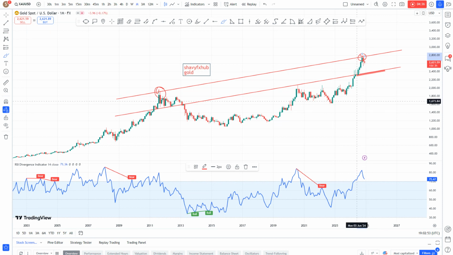So what we want to see again is how the RSI divergent plays in, and what can the RSI divergent do in a situation like this?